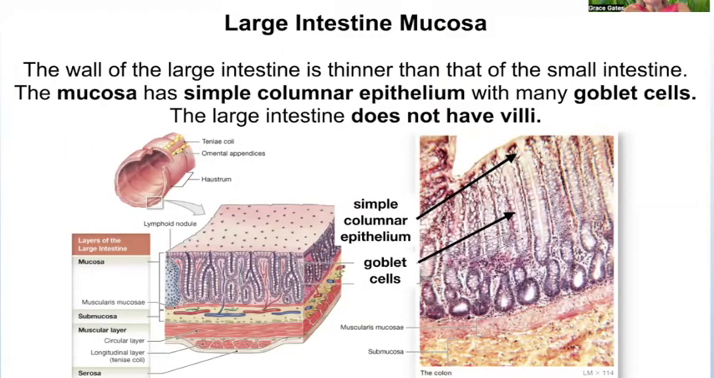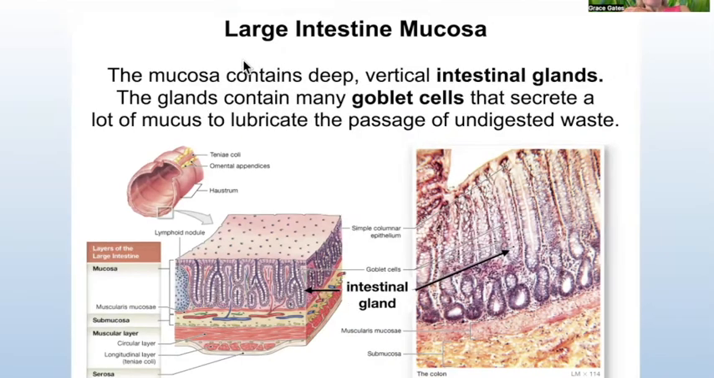The wall of the large intestine is thinner than that of the small intestine. The mucosa has simple columnar epithelium with many goblet cells. However, the large intestine does not have villi, so the histology looks quite different. The mucosa contains deep vertical intestinal glands. The glands contain many goblet cells that secrete a lot of mucus to lubricate the passage of undigested waste.